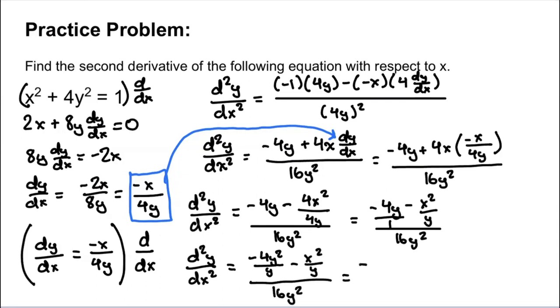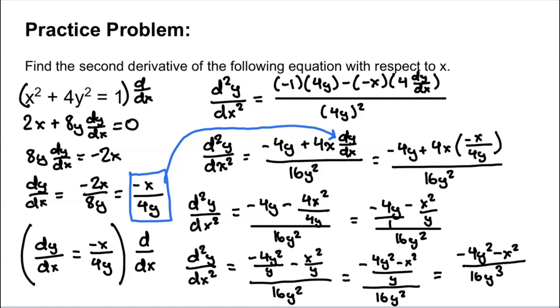And now we can take the common denominators and rewrite it like this. Negative 4y squared minus x squared all over y, divided by 16y squared. And then we can simplify this further to get negative 4y squared minus x squared over 16y cubed. We just took this term right here and multiplied it by y. That is a property of fractions that you should have learned in your algebra courses. And so this is our final answer right here.